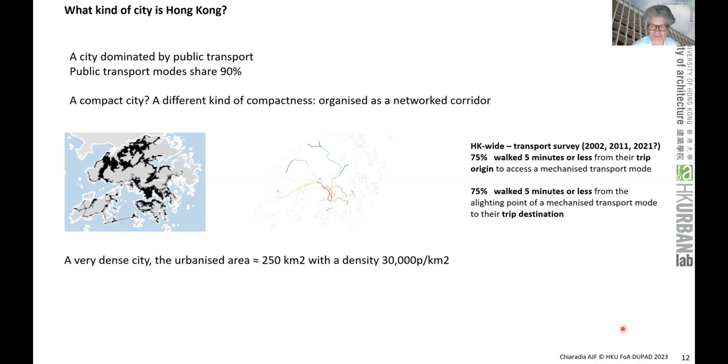Very dense, everybody knows that. Maybe less known is that everybody is almost 5 minutes away from a mode of transport. And then when they have used that mode of transport, they are 5 minutes away from where they want to go as well. So this is quite an interesting thing. And it is a public transport city. 90% of people use public transport every day. Only 10% of households have a car, and that is rising, but it's still very far from everything.